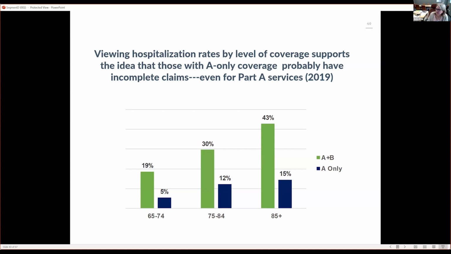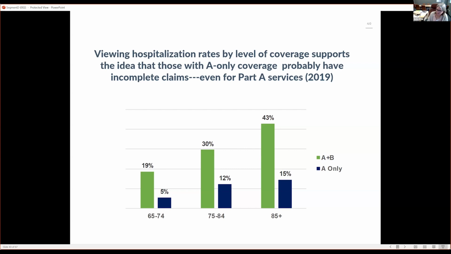So what this shows is Part A utilization by age and by whether or not they are A plus B versus A only. And what you can see is that at every age group, the hospitalization rate goes up, first of all. So 65 to 74-year-olds, 75 to 84, and 85 plus. We can see that rate go up, but we can see the rate goes up more for Part A plus B than A only. And at no point are the two rates similar.